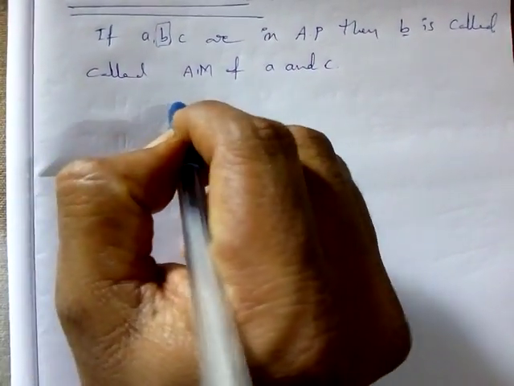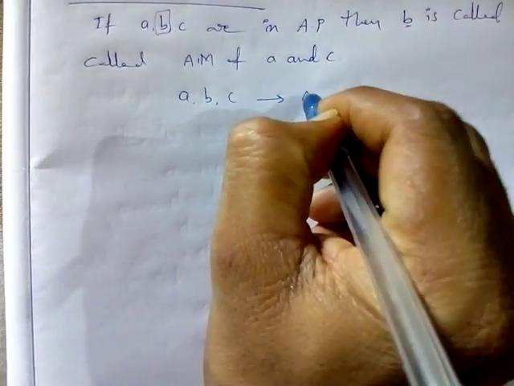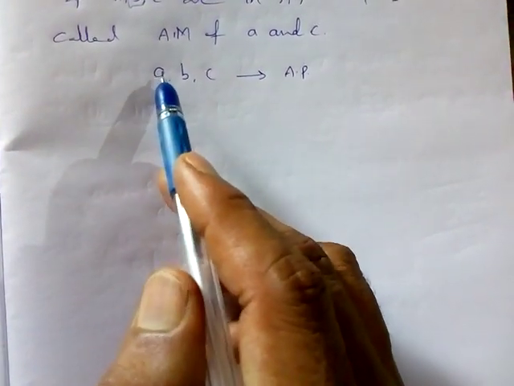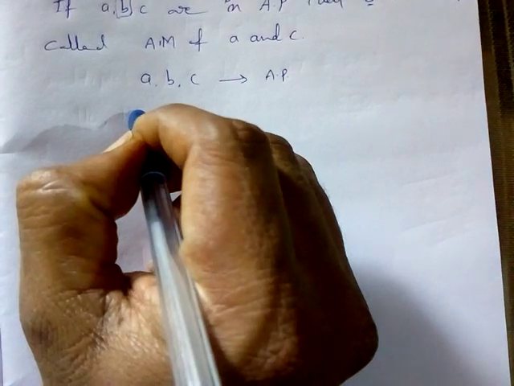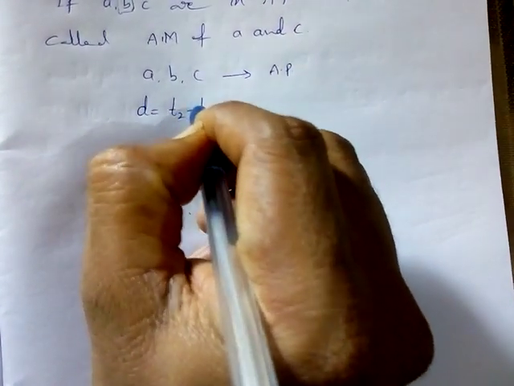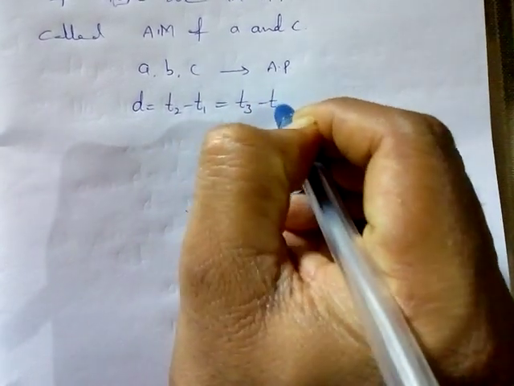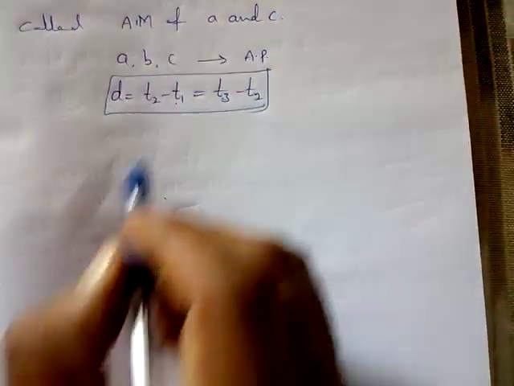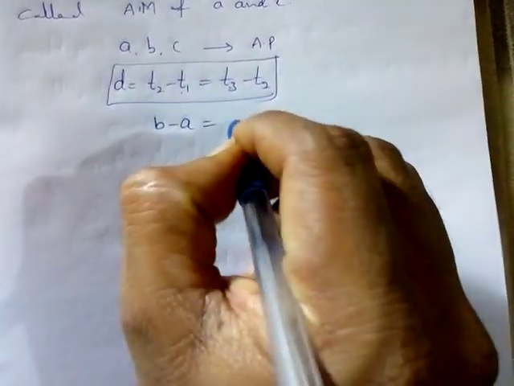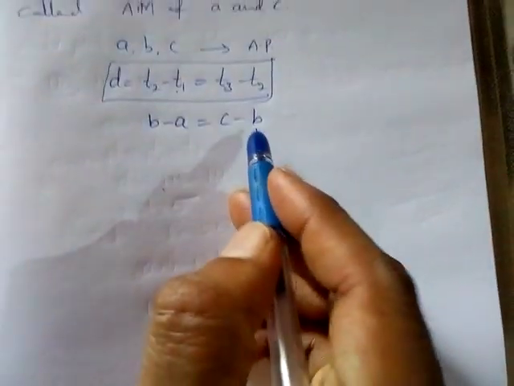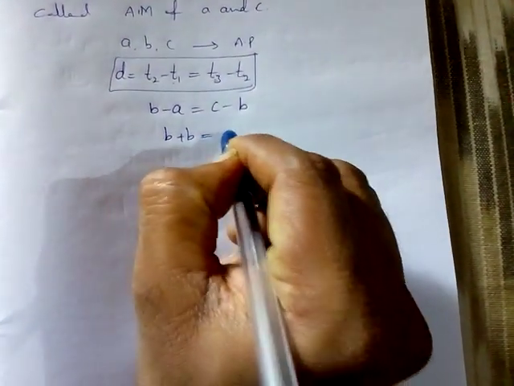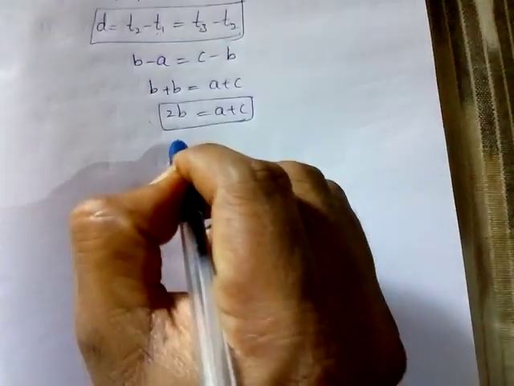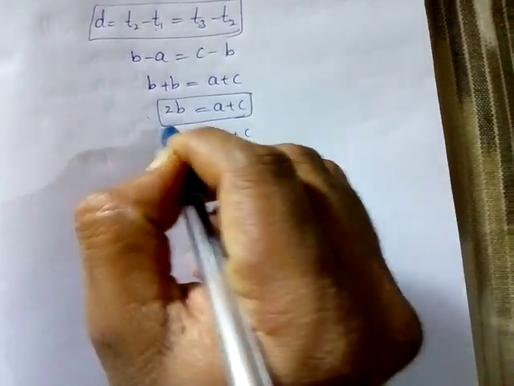So here A, B, C are in AP series. Already we know that if three terms are in AP, the common difference is equal in any case. So D is equal to T2 minus T1 or T3 minus T2. Common difference D is the second term minus the first term, or the third term minus the second term. Here, second term B minus A is equal to C minus B. So transpose B terms to one side: B plus B is equal to A plus C. So 2B is equal to A plus C, and B is equal to (A plus C) by 2.